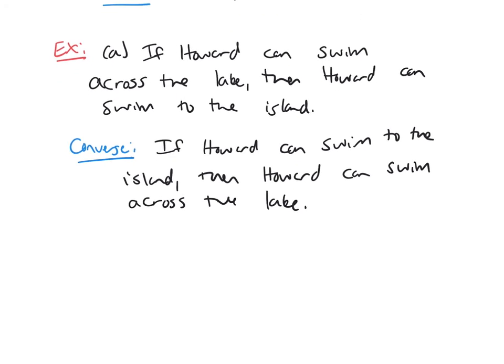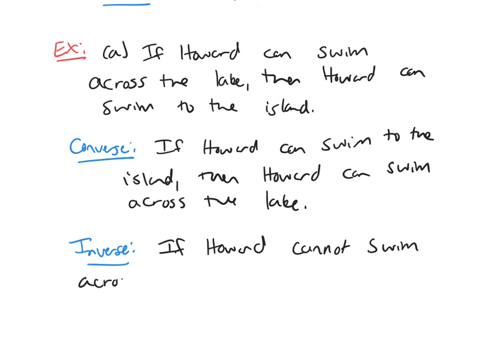The inverse would be, leave them in the order they are, just negate them. So if Howard cannot swim across the lake, then Howard cannot swim to the island.